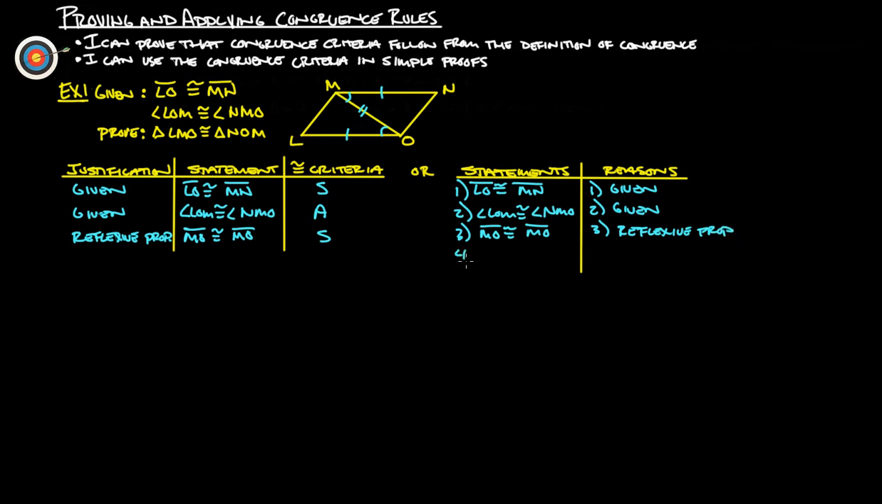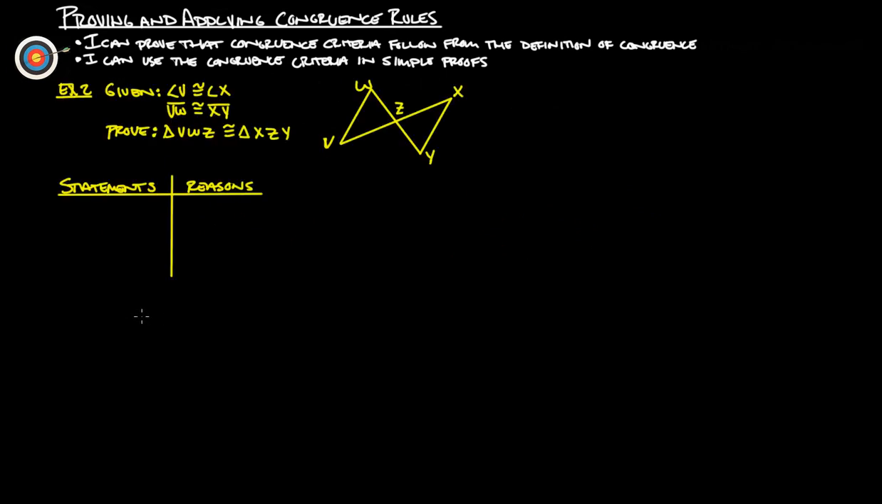Okay. And then our last piece is always our prove statement, right? So prove. So we know that triangle LMO is congruent to triangle NOM. Why do we know that? Because of side, angle, side. Okay? So, two different types of proofs to prove the same thing. Let's take a look at one more proof, and we'll call it good. I'm just going to do a two-column proof on this one.